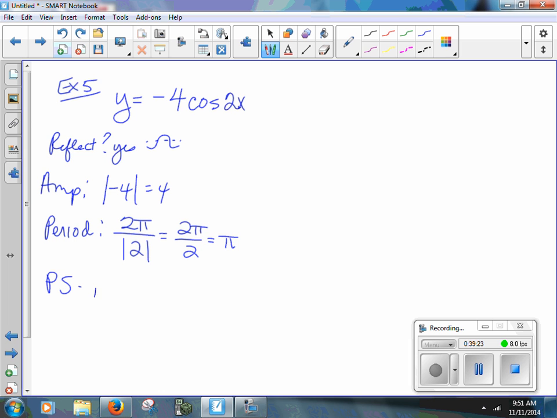Is there a phase shift? No. Is there ever gonna be one? Yes, when I add more numbers in there. All right, so here we go.